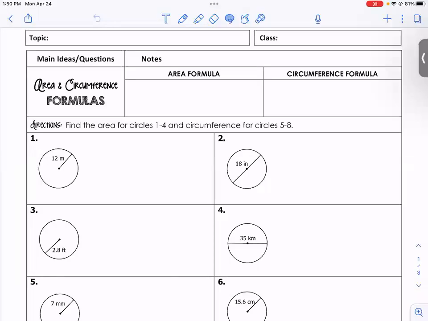Jake, how do we find the area of a circle? Area equals... Dude, I know. Then say it. Pi r squared.